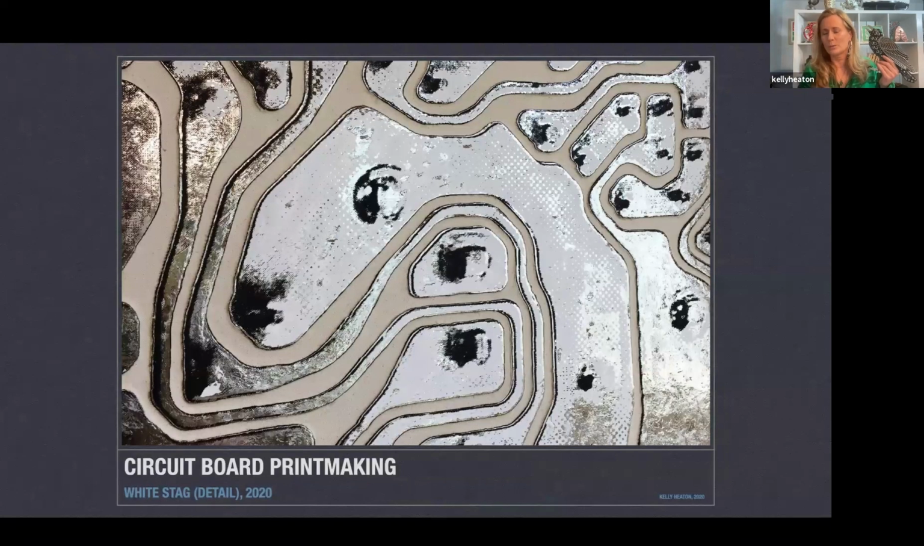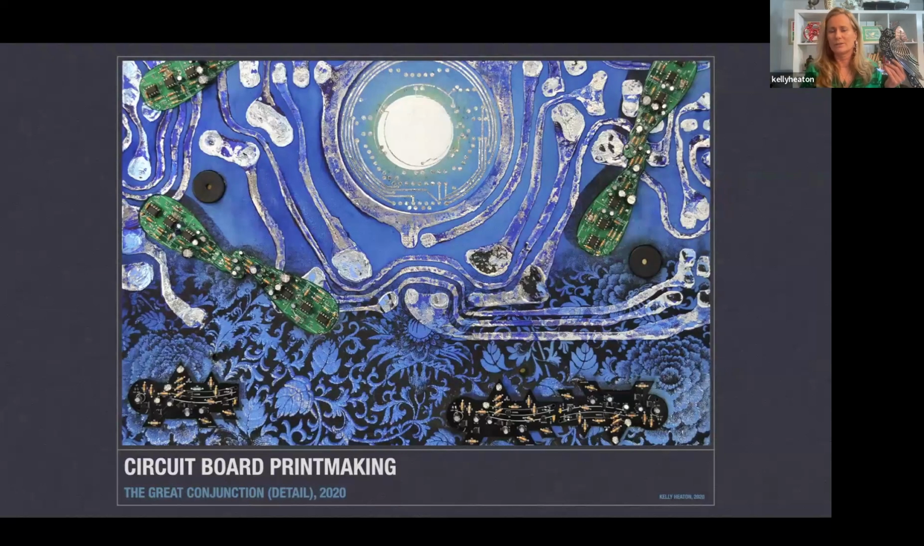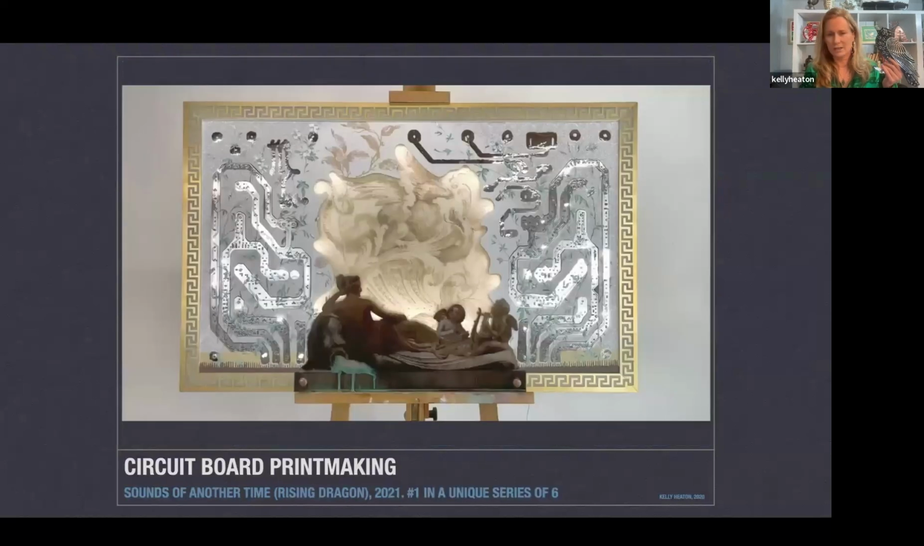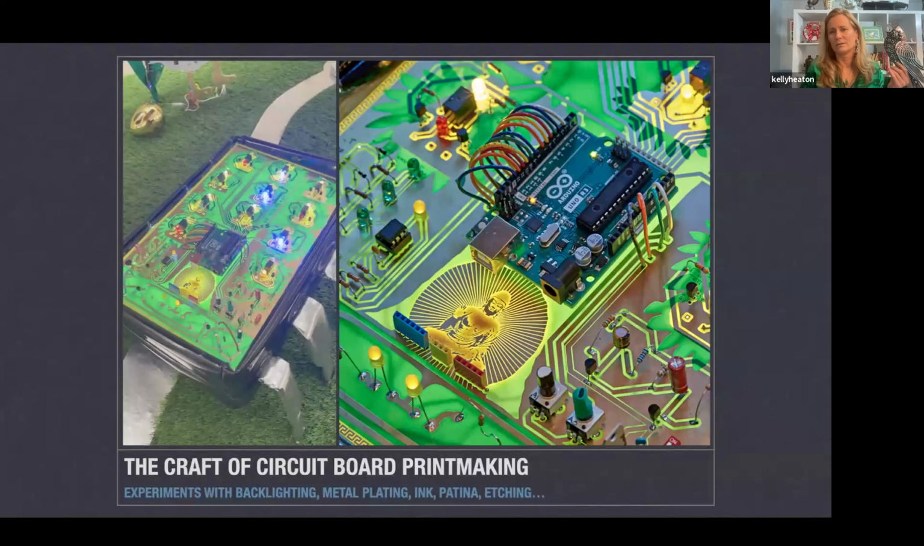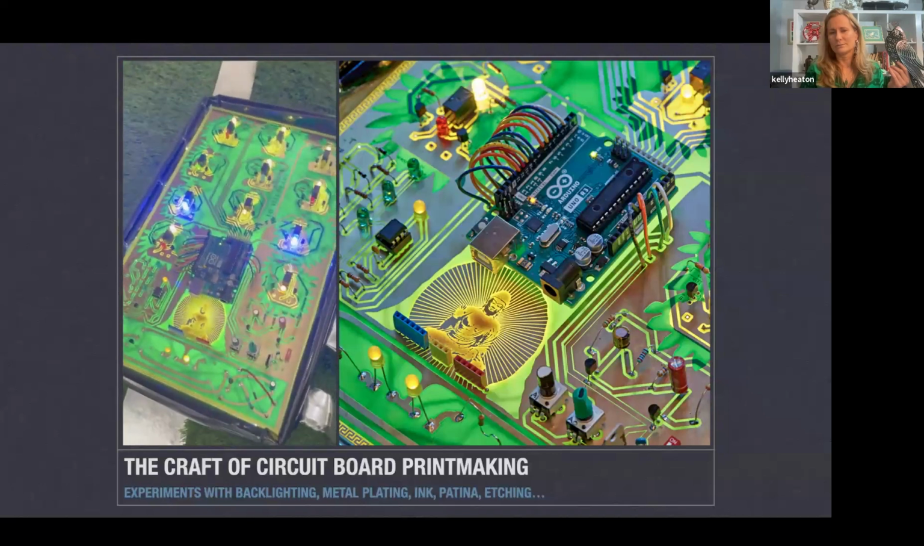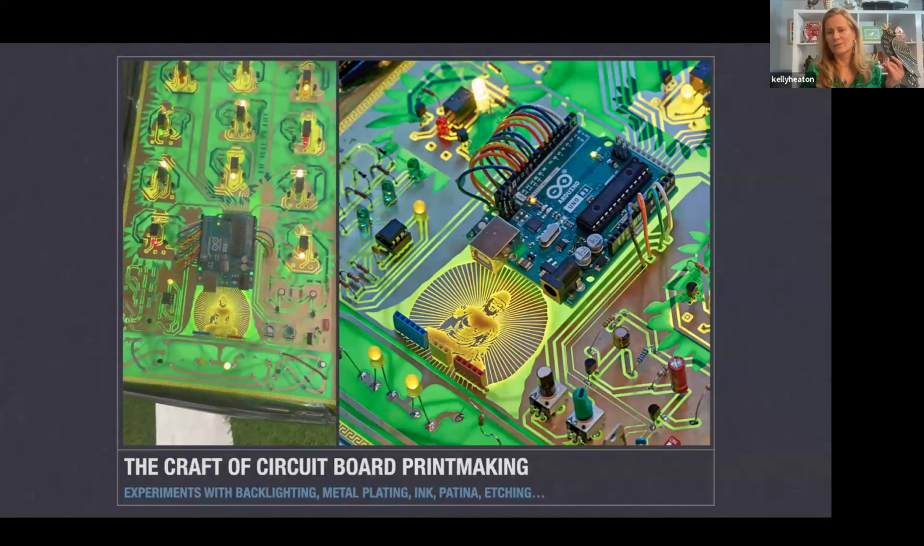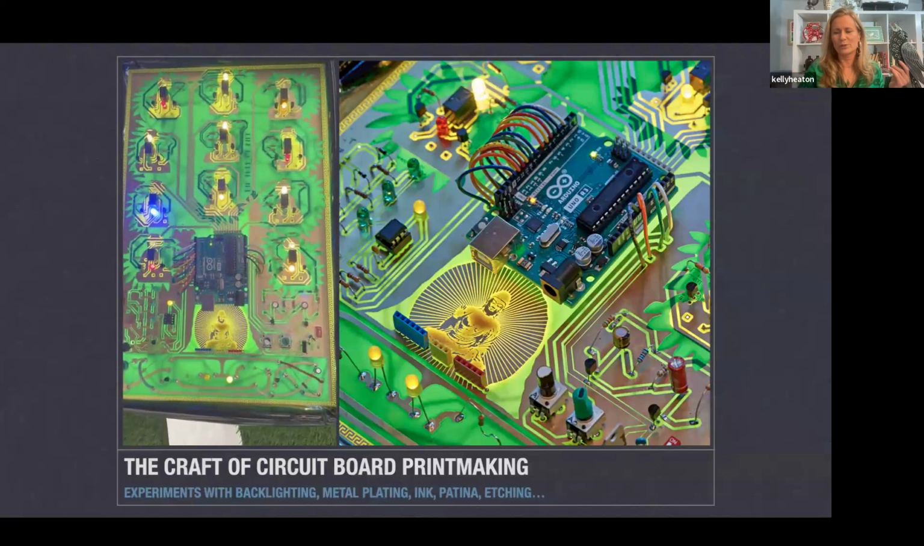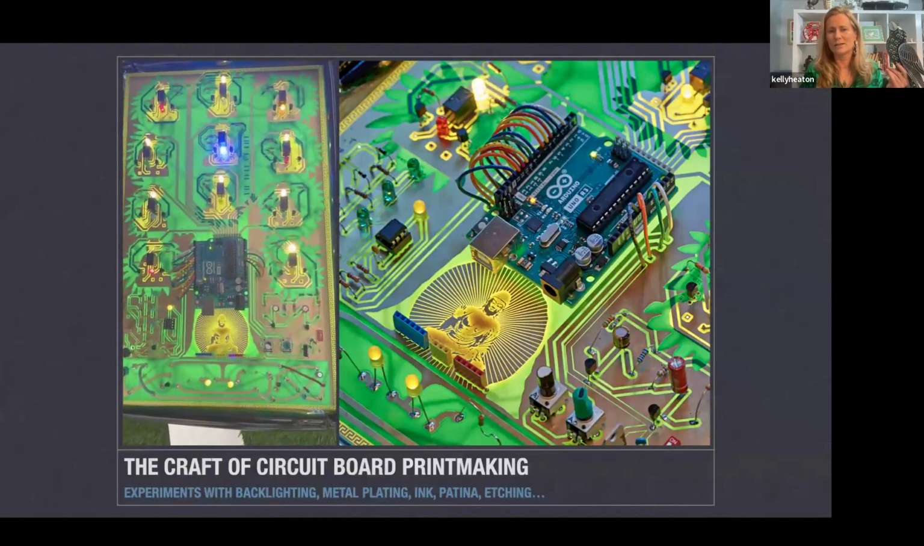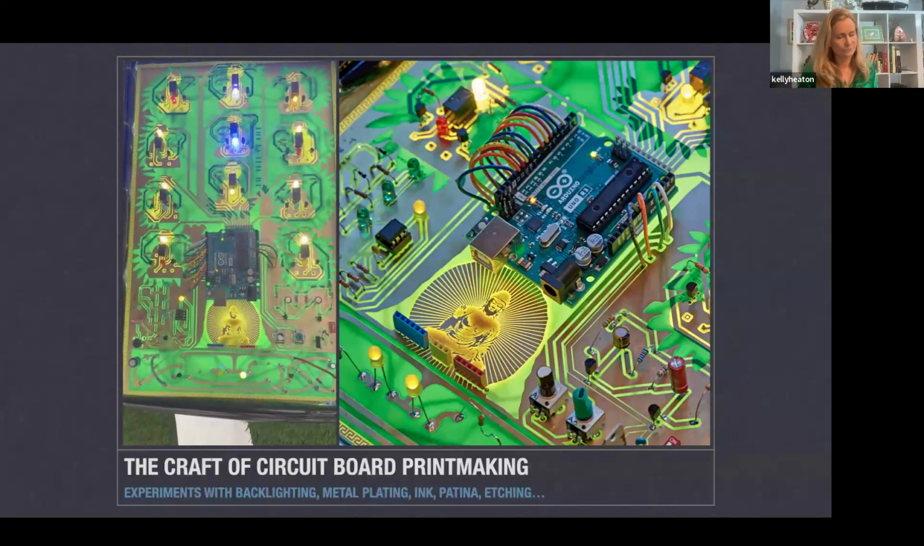I continue to explore, when I can, the circuit board as a printmaking medium. This is, again, a printed medium with the circuits embedded. Same here. Also exploring the circuit board as a tableau for spiritual concepts. This is the tree of life.